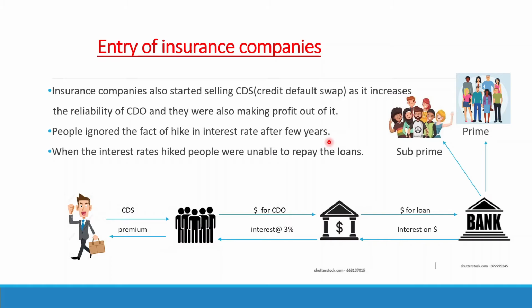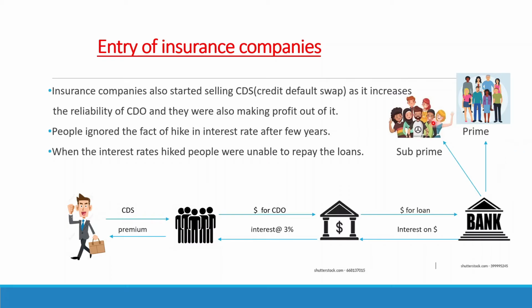So earlier, when the US government made policies, they made a policy to support people to invest more in the real estate business by lowering the interest rate for 4 to 5 years, and after that the interest rates were going back to 5 to 6% per annum, and for the first 4 to 5 years the interest rate was around 1%. Okay, so when the interest rate hiked, people were unable to repay the loans.